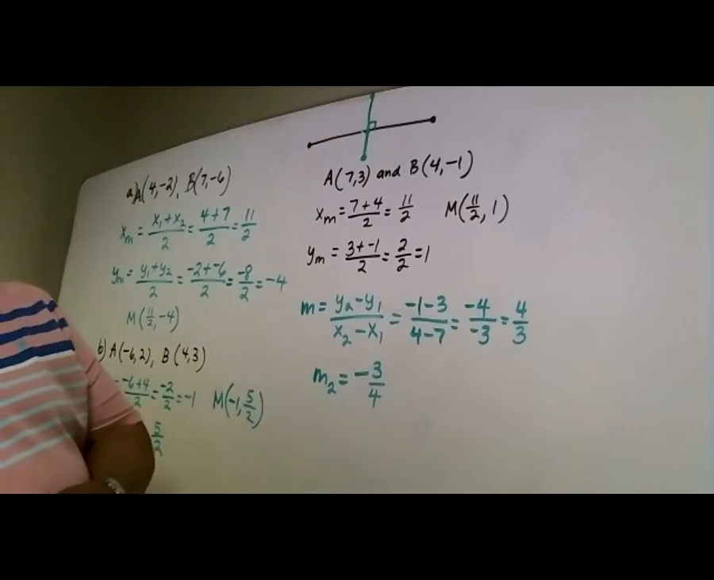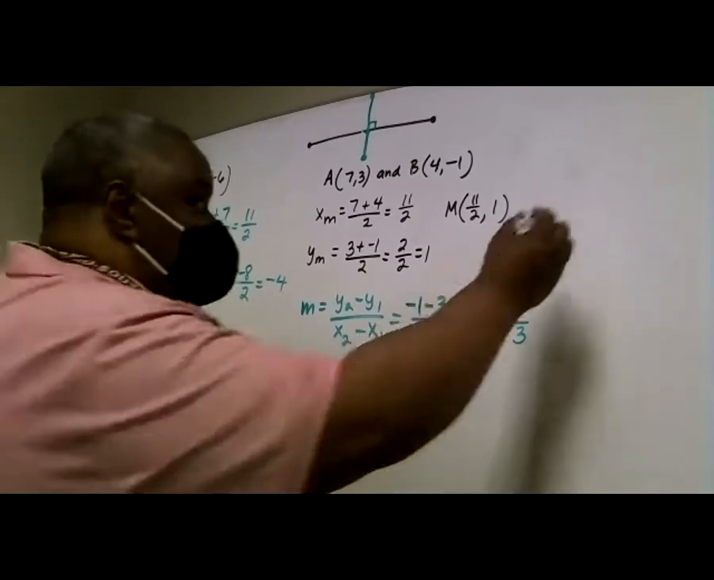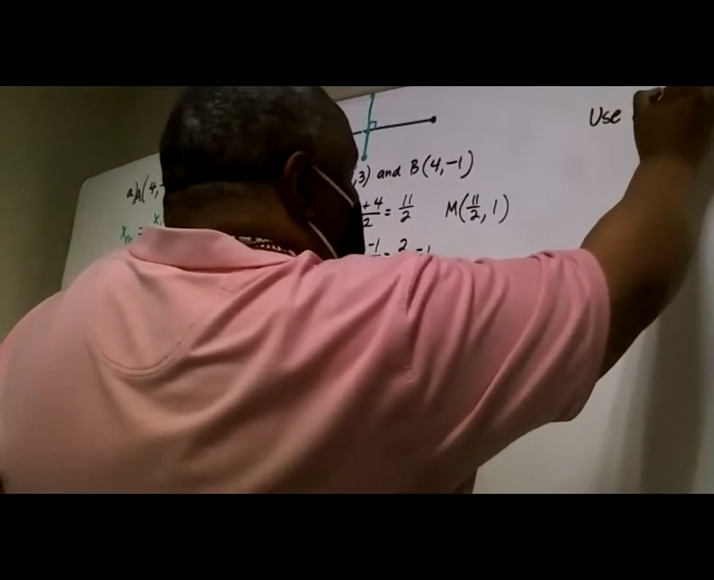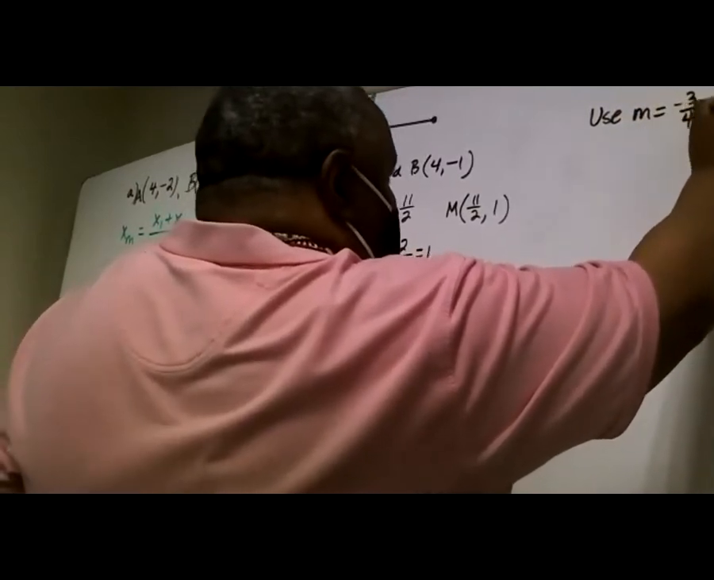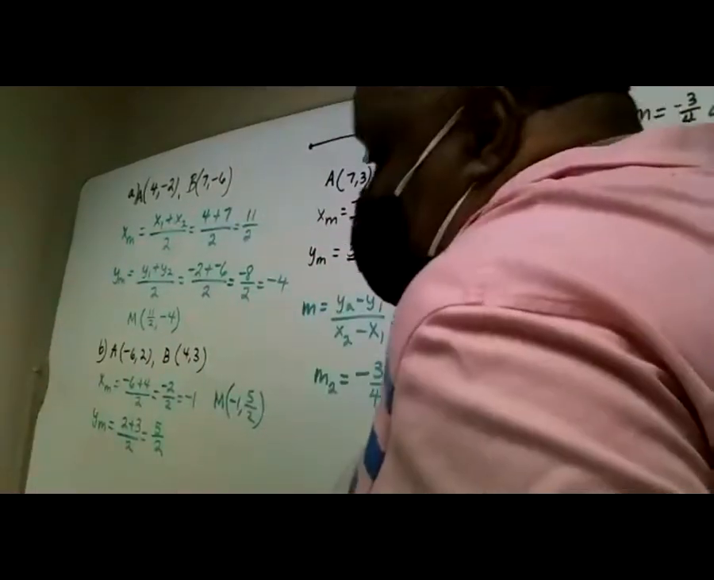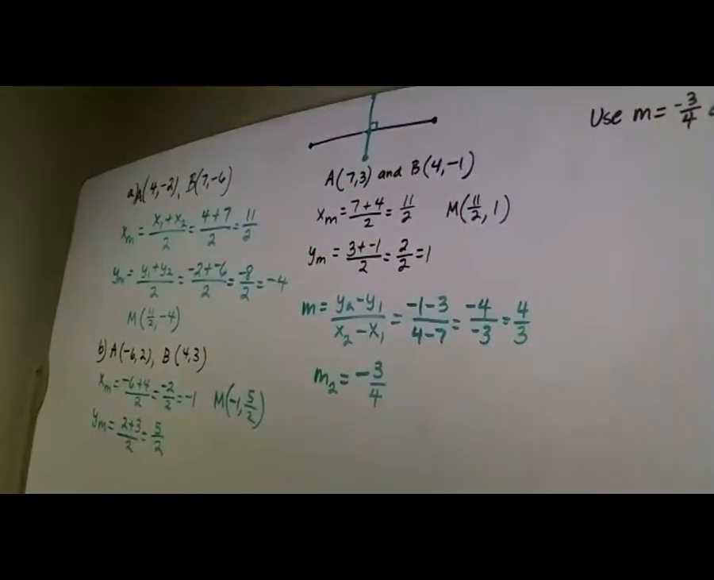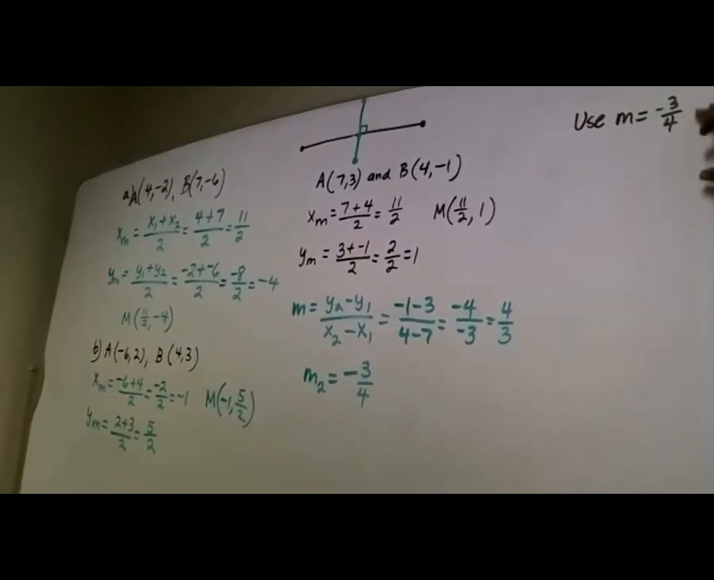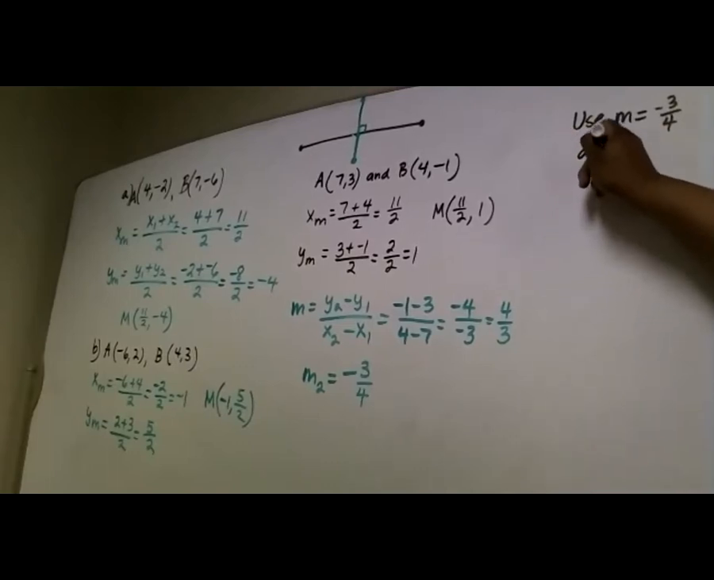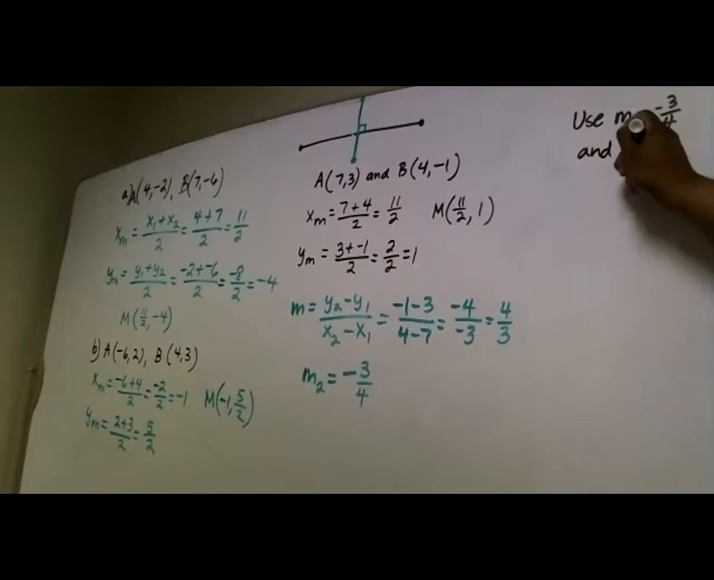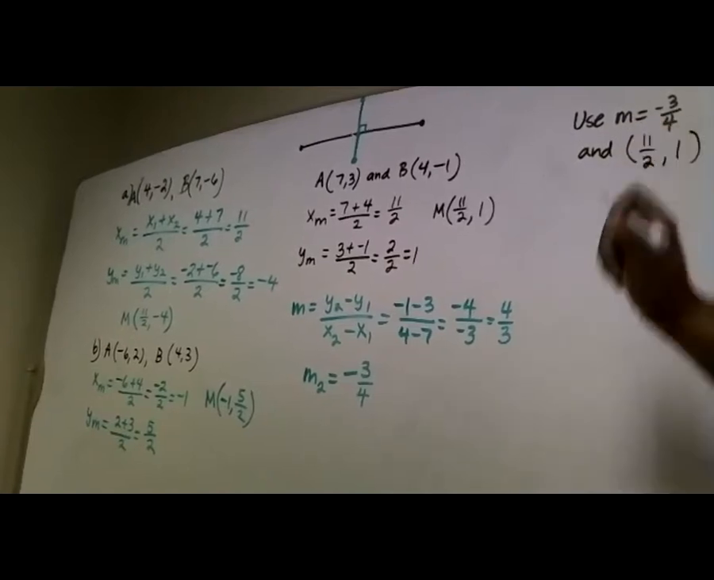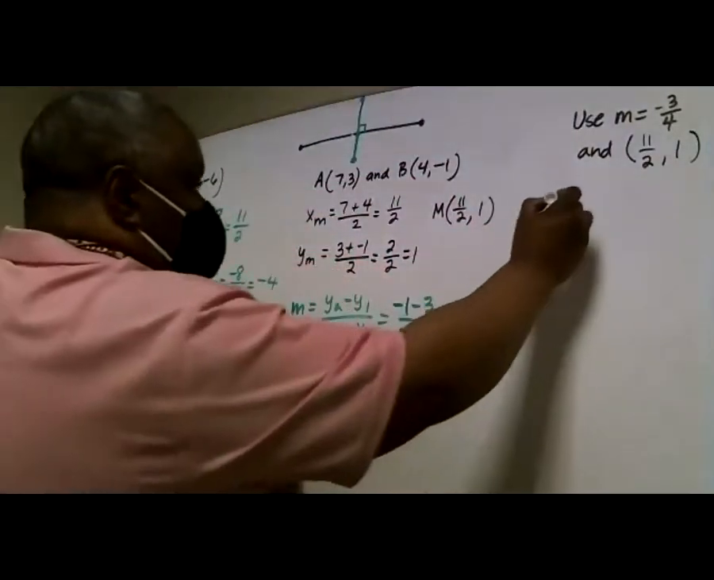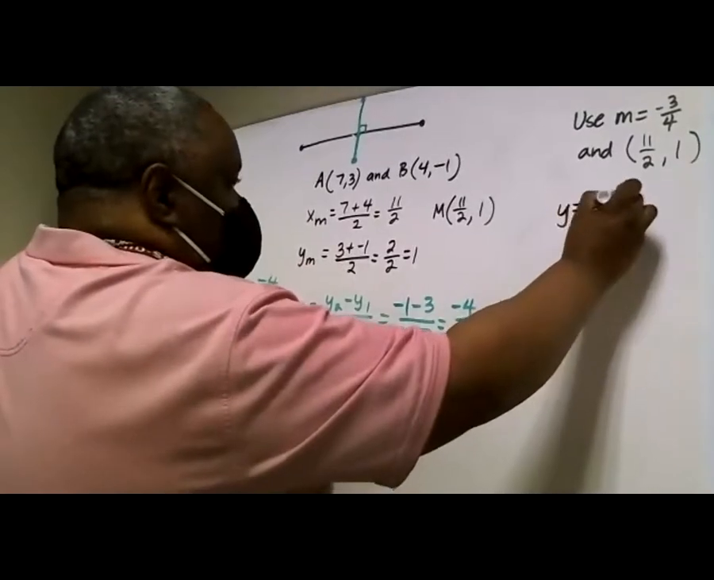And finally, we use y equals mx plus b, because we need to use that perpendicular slope of -3/4. And not only that, we need to use the midpoint, (11/2, 1), in this equation that's in slope-intercept form, y equals mx plus b.